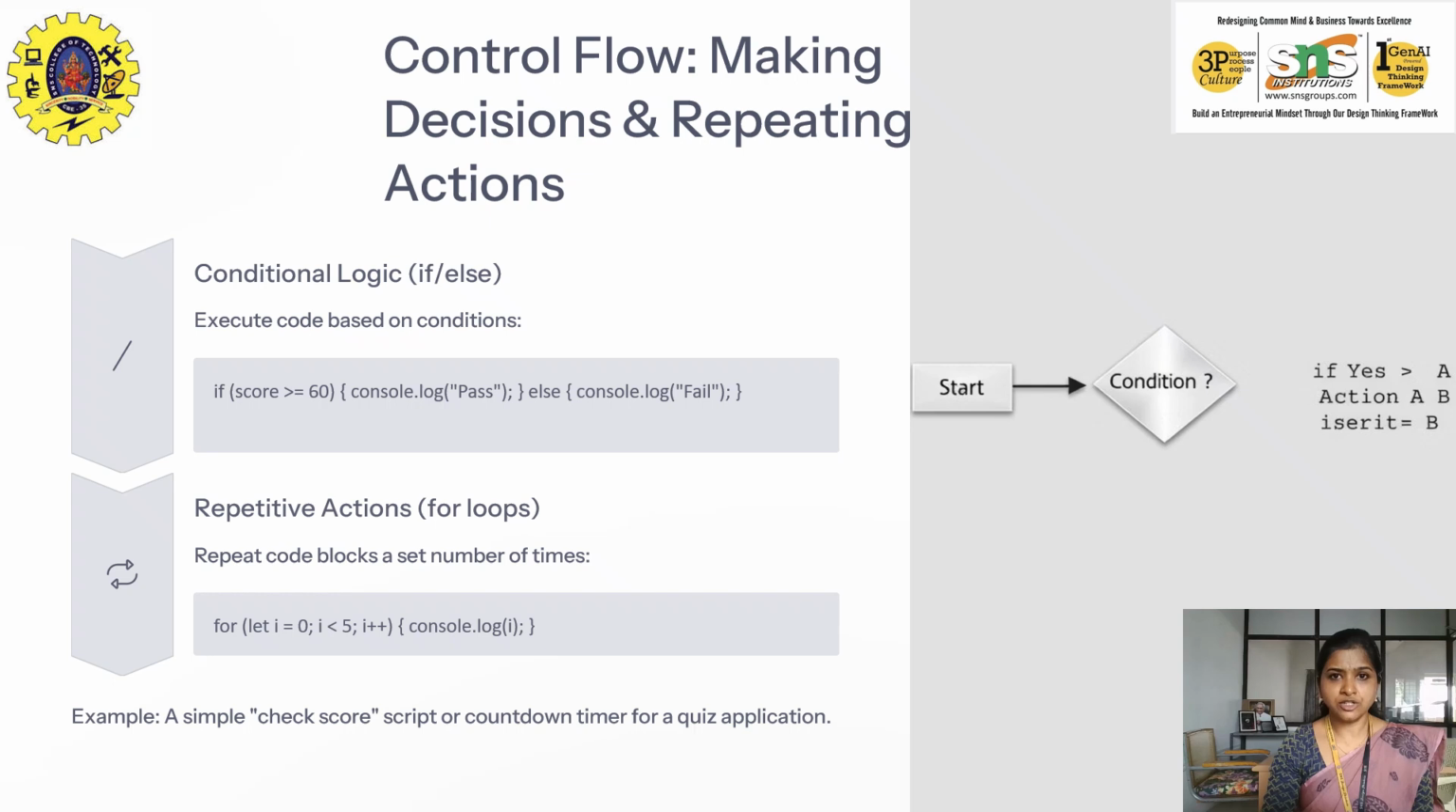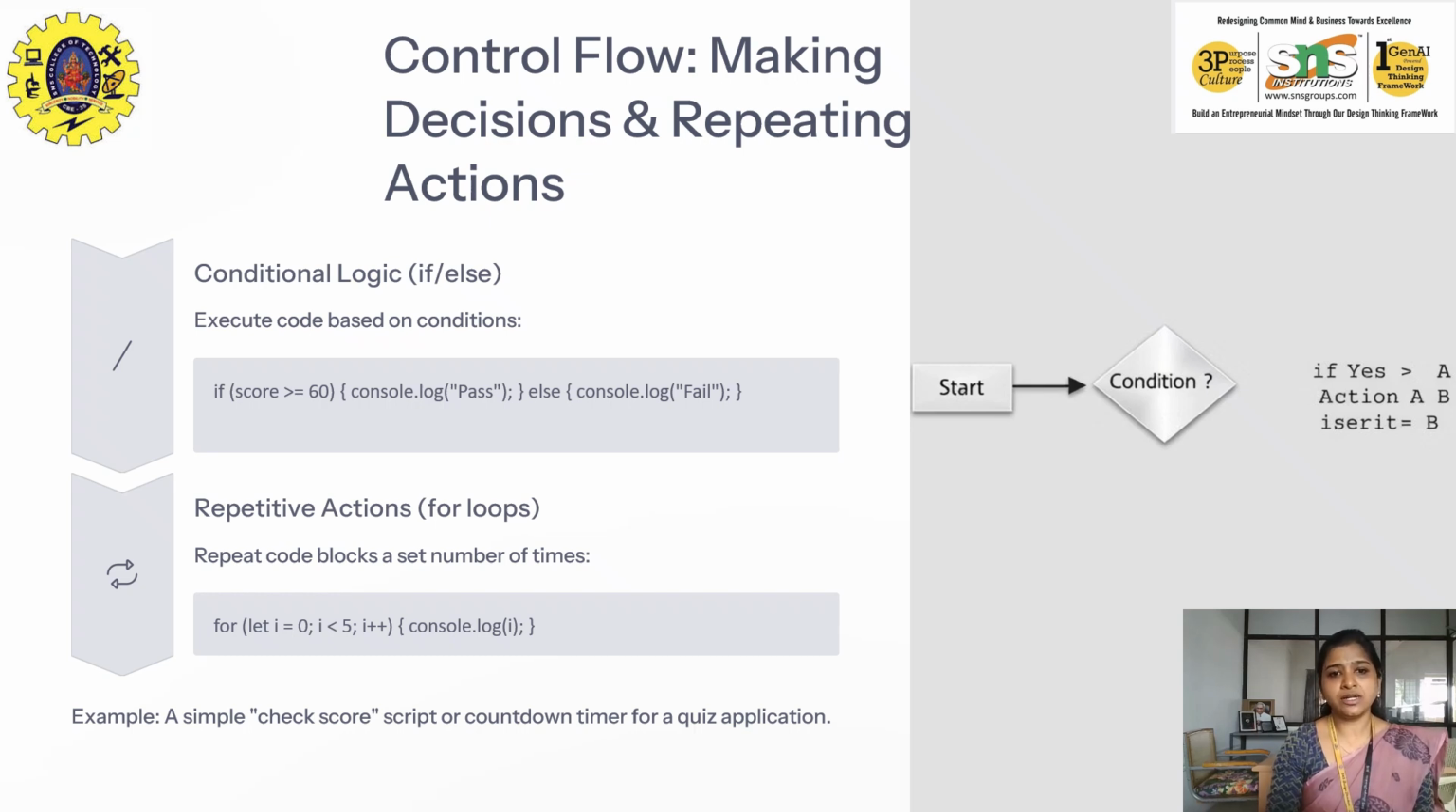And this is a control flow mapping of decisions and repeating actions. This is conditional logic, like if else, which can be executed by using JavaScript. We can execute the code based on these conditions. For example, if you have a score which is greater than 60, the console will print pass. If your score is less than 60, the console log will print fail. So here is a start, and then we give a condition. If yes, A will be printed, and if no, then B will get printed.